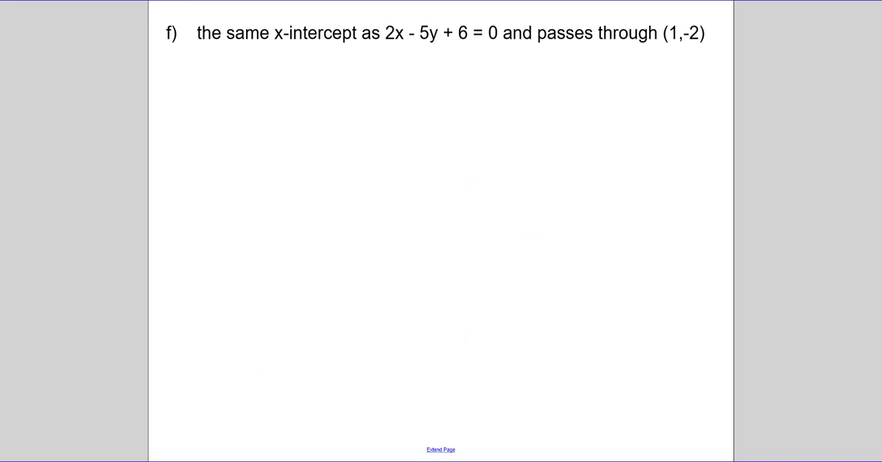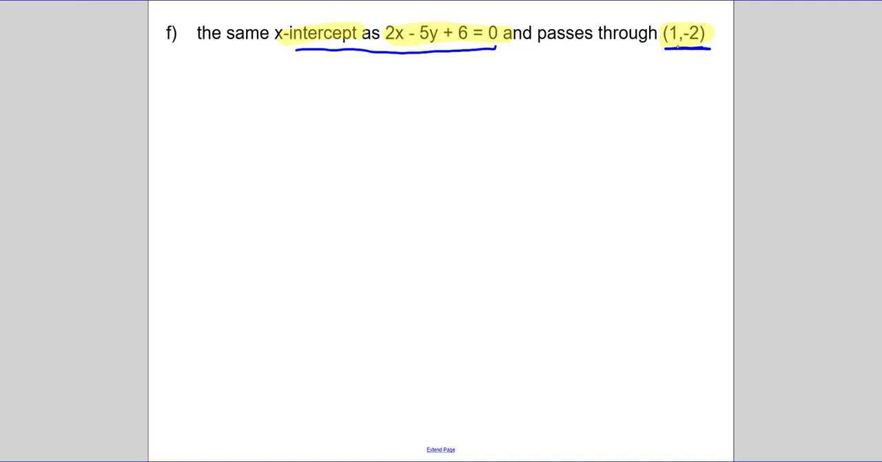All right, how about this one? Again, I've given you a point, and then I've told you that we have this line, and it's going to have the same x-intercept as that line there. That doesn't even really look like a line I'm used to seeing. This is a line in what we call standard form. We'll talk more about that later on in the course, but it's still the equation of a line. So we have the same x-intercept as this line here, and our line also passes through this point.